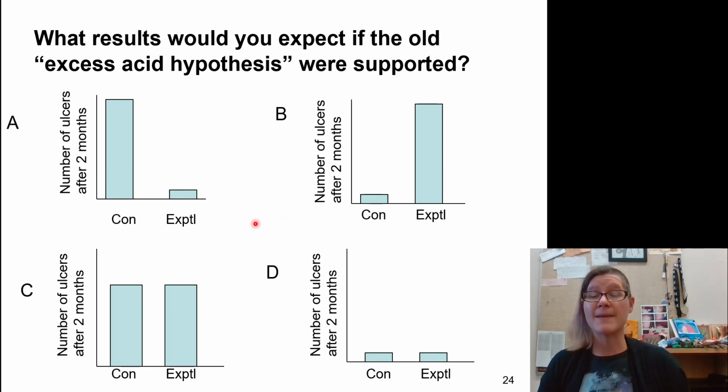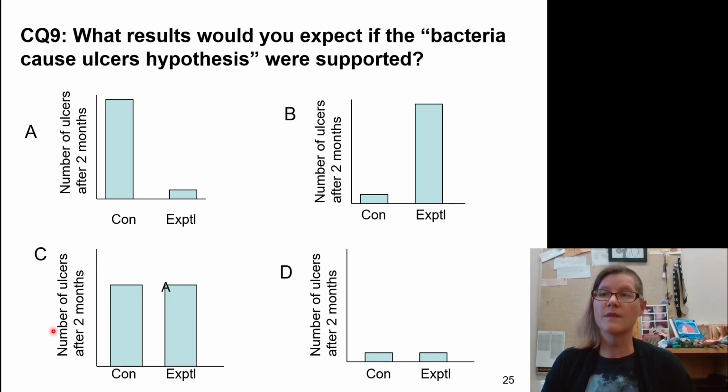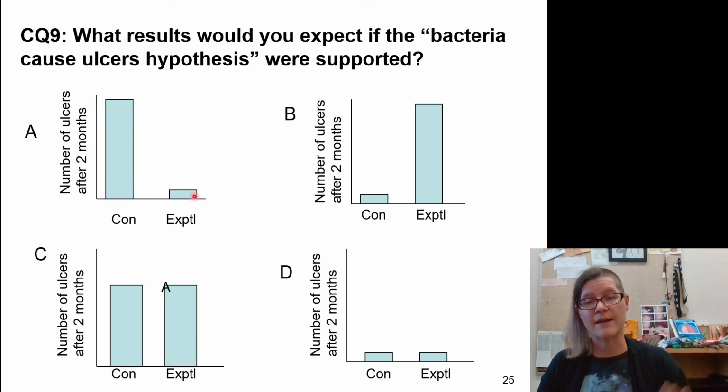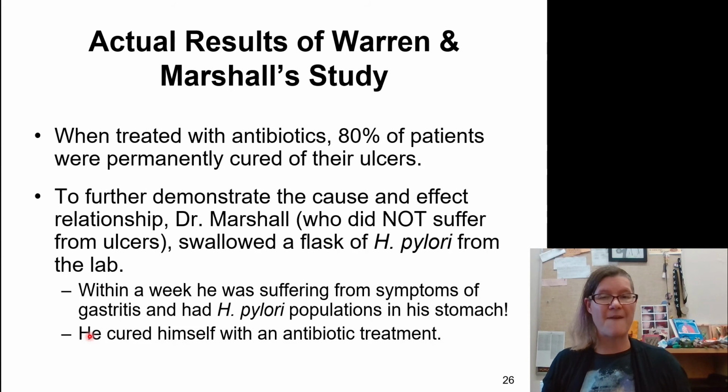And if antibiotics were not making a difference, our patients would still have ulcers. So if acid were supported, we would see patients who have exactly the same number of ulcers, even with antibiotics. But if our new hypothesis that bacteria cause the ulcers was supported, well, then we would expect our control group in A to continue to have ulcers. They'll have lots of ulcers still, but our experimental group, our group that received antibiotics, should lose their ulcers and become healthier. Is that what happened? Hey, look, it is in fact what happened. That's actually pretty cool. So when they were treated, 80% of the patients were permanently cured of their ulcers.